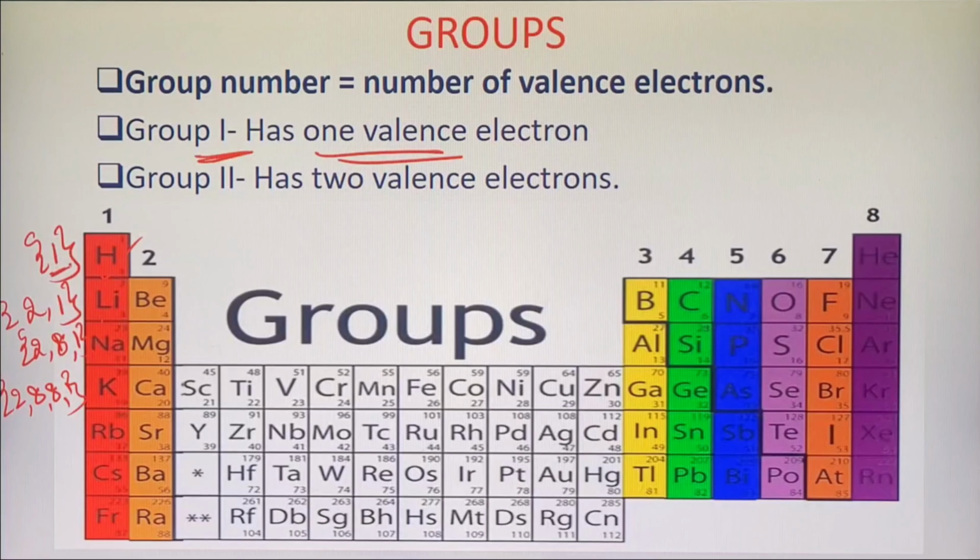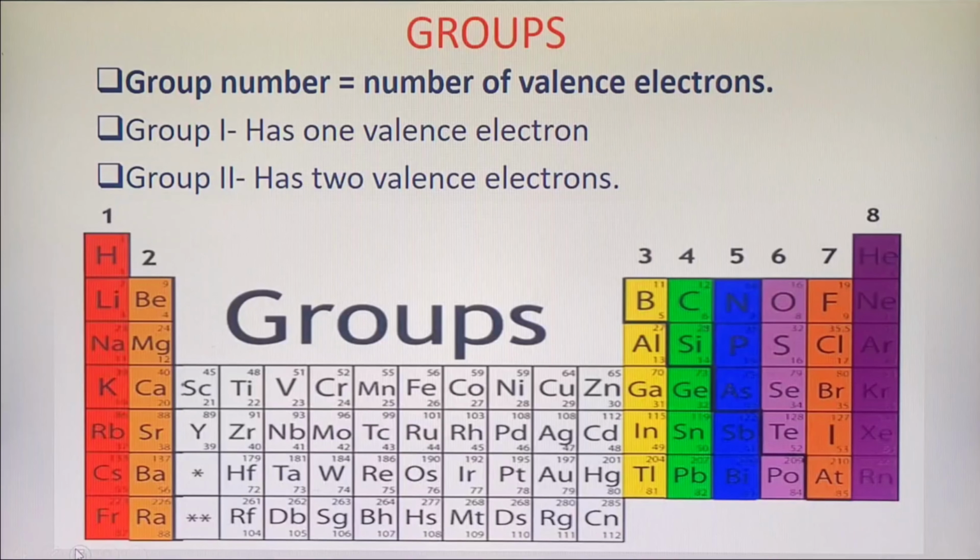Hydrogen has how many valence electrons? 1. Lithium has how many? 1 electron. Sodium again has 1 electron in its outermost shell. Potassium also has 1 electron. If you go for rubidium, cesium, francium, all will have 1 electron in their outermost shell. So what is the short form you need to remember, children? Group number will give you, or is directly proportional to, the number of valence electrons.